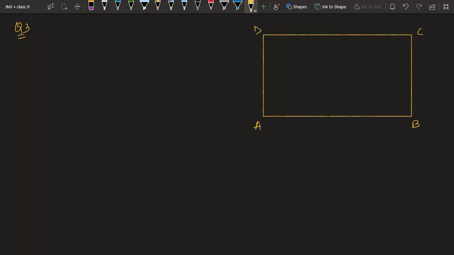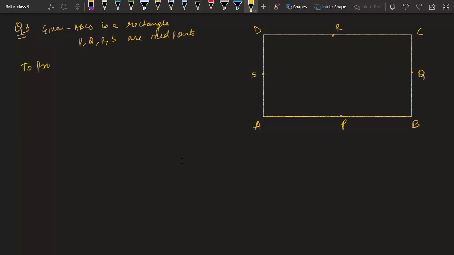Okay, P, Q are the midpoints of AB. Same thing, P, Q, R and S. So given to you are two things: ABCD is a rectangle, and second thing, P, Q, R, S are the midpoints. Now let's see what we have to prove. We have to prove the reverse thing. We have to prove PQRS is a rhombus.